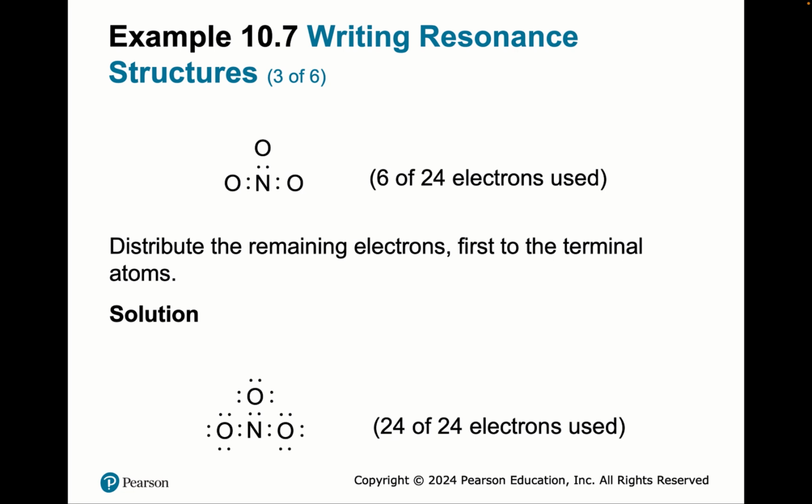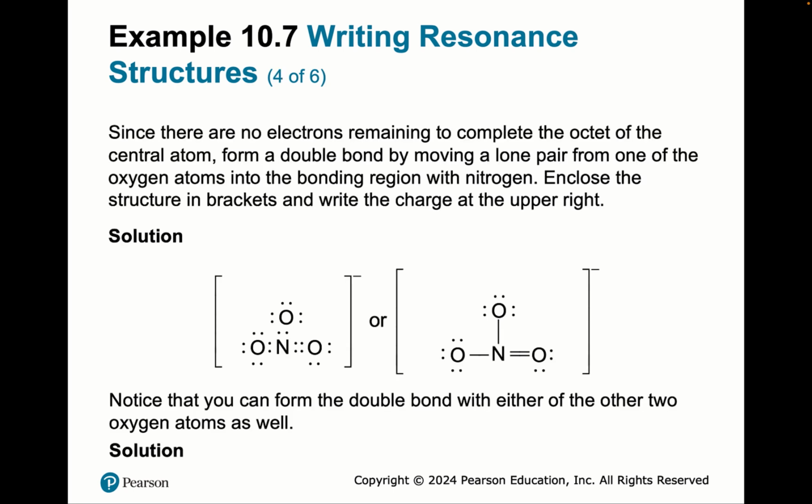Now there's a problem with this because although the oxygens have an octet, nitrogen only has 6. So nitrogen is going to have a double bond. So we're going to go ahead and put a double bond there to one of the oxygens, and surround it with brackets, and put the negative charge.